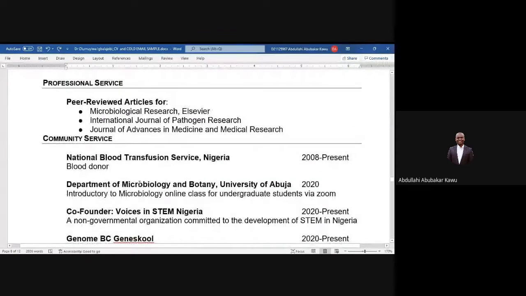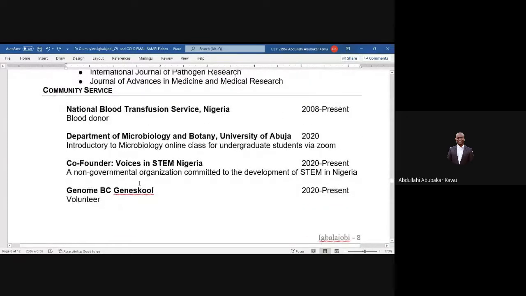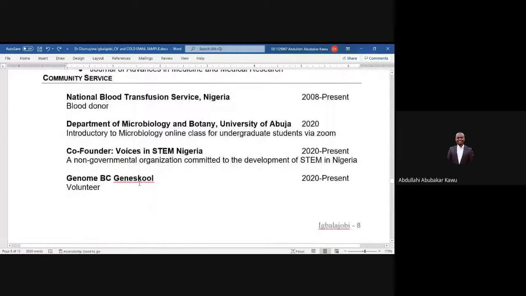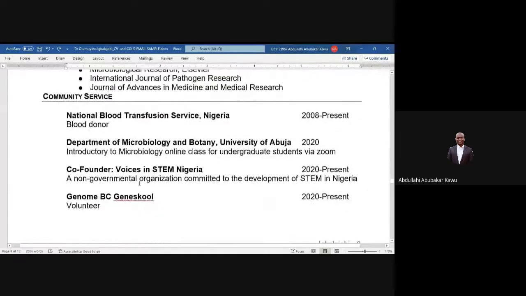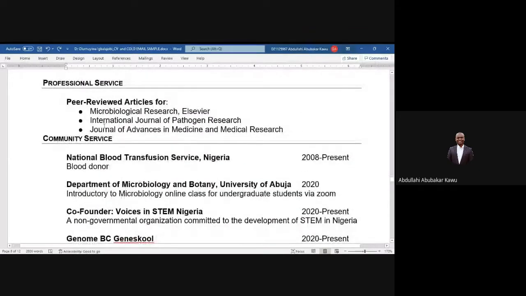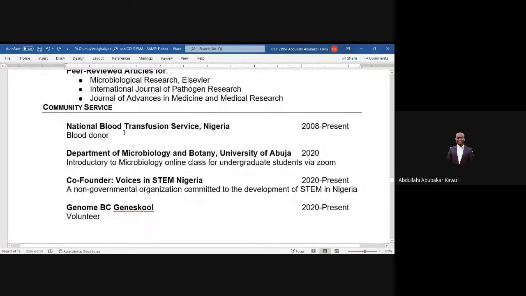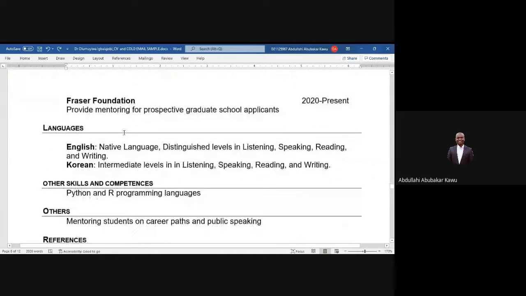Then community service. Remember I mentioned academia is RTC, right? Research, teaching, and community service. And you can see that's how you tailor the CV. Okay. In research, being a reviewer of a paper is considered community service too. You are serving the community to grow.